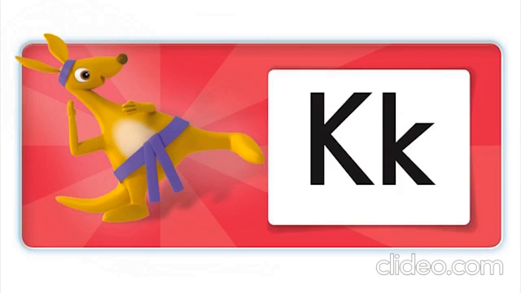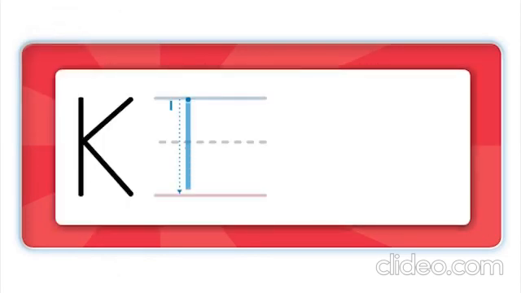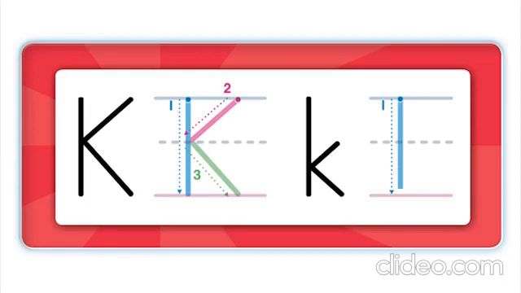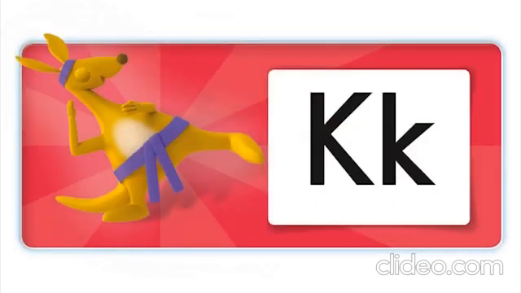Hi, I'm a kicking kangaroo. This is the K sound. This is the letter K. 1, 2, 3. K, k, kicking kangaroo. What's the beginning sound? K. What letter is this? K.